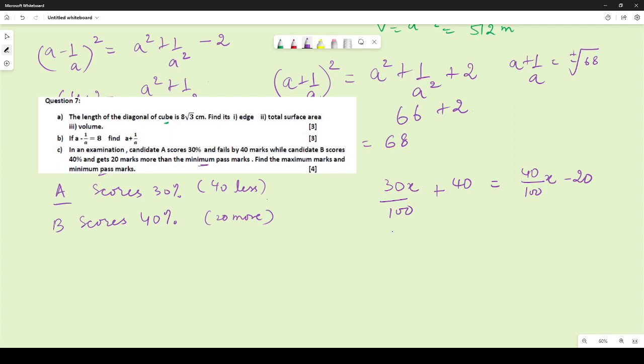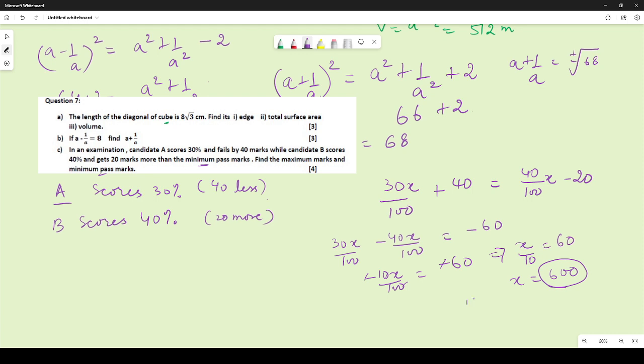So now what we have over here is 30x by 100 minus 40x by 100 is equal to minus 60, right? So minus 10x by 100 is equal to minus 60. This implies x by 10 is equal to 60. So x is equal to 600. So this is the total marks. So the total marks or the maximum marks is equal to 600.